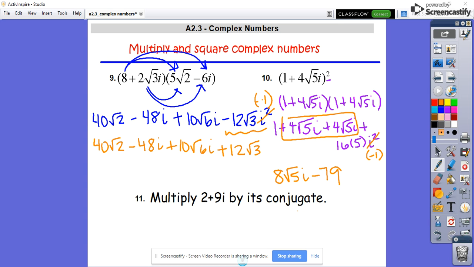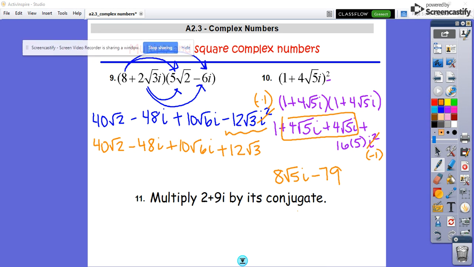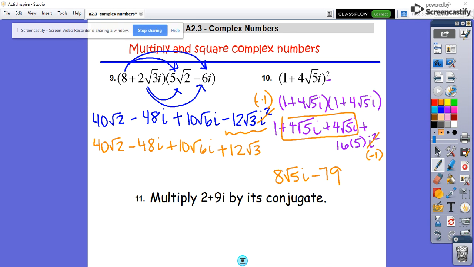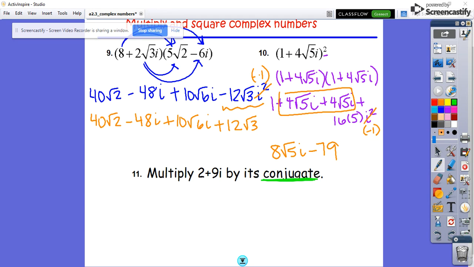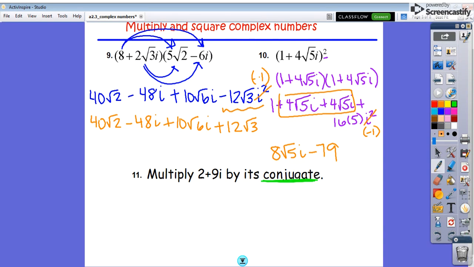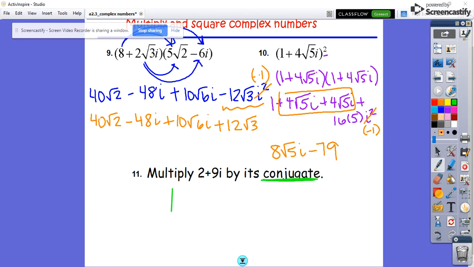All right, the last thing I want to talk about before we move on to some dividing is multiplying by the conjugate. And so I hope that you remember this word from Algebra 2. The conjugate just means I change the middle sign. So if I have 2 plus 9i, then my conjugate is 2 minus 9i. So here's what I want you to see happens when we multiply by the conjugate.